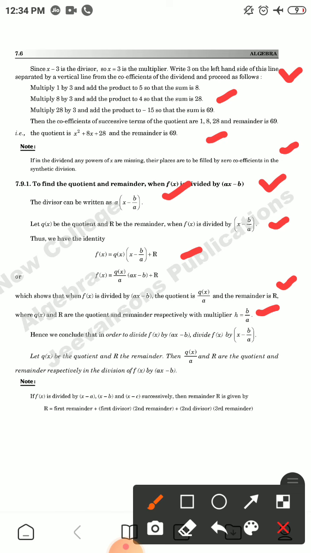Hence we conclude that in order to divide f(x) by ax - b, divide f(x) by x - b/a. Let q(x) be the quotient and r be the remainder. Then q(x)/a and r are the quotient and remainder respectively in the division of f(x) by ax - b. Taking note: if f(x) is divided by x - a, x - b and x - c successively, then the remainder r is given by r = first remainder + first divisor × second remainder + second divisor × third remainder.